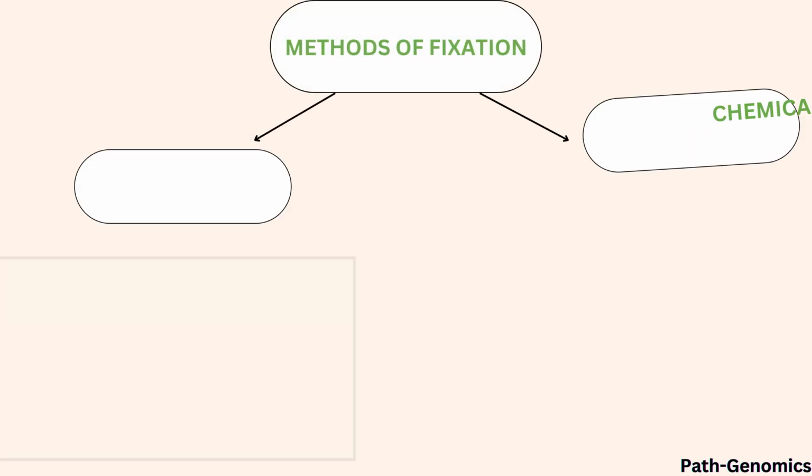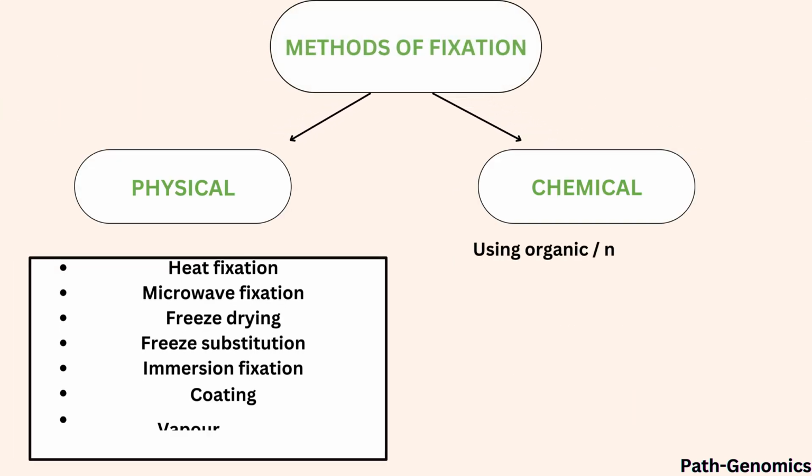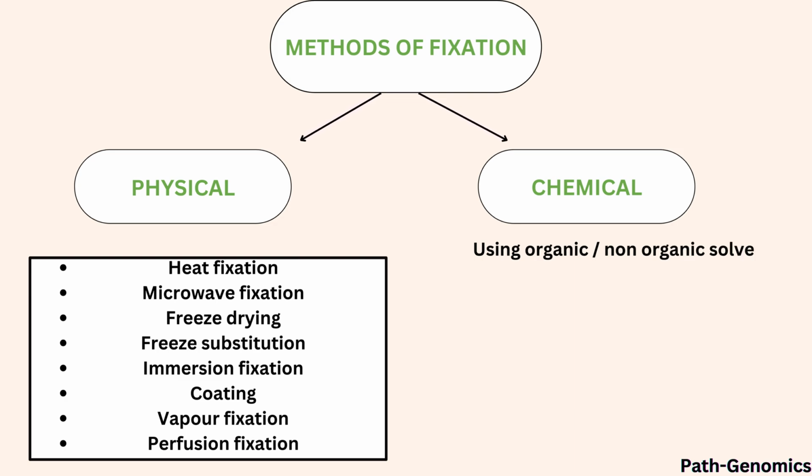There are different methods to fix a tissue. Fixation can be done either in a physical way or by using chemicals. Different physical methods of fixation are heat fixation, microwave fixation, freeze drying, freeze substitution, immersion fixation, coating, vapor fixation, perfusion fixation. Chemical method is by the usage of organic or non-organic solvents.